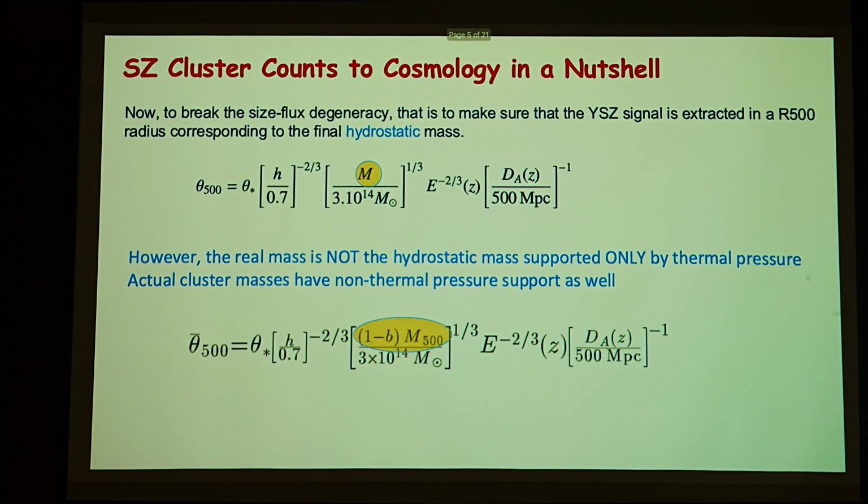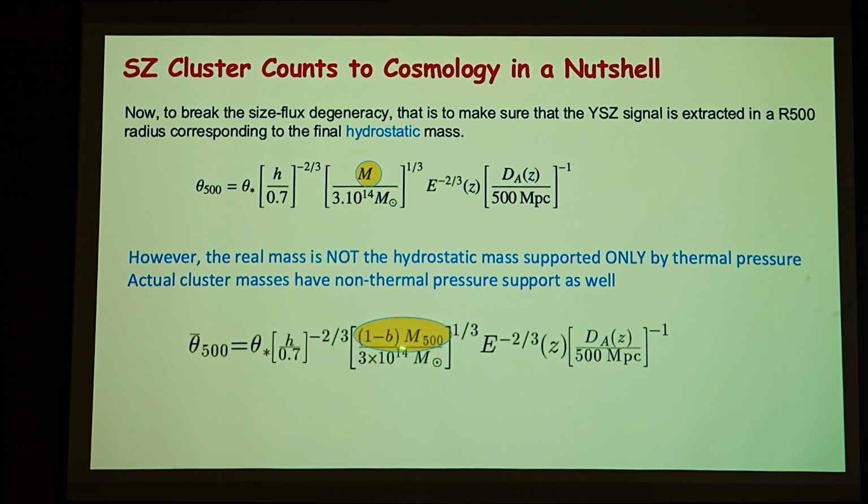Okay. So this was the relation that I showed before, but this was the hydrostatic mass. If I have to correct for this non-thermal pressure, which tells you that this mass is less than the real mass, then this is how it is done. Over here, this hydrostatic mass is replaced by the real mass of the cluster, M500, times a mass bias factor 1 minus B. So if this is 80%, then 1 minus B will be 0.8. Okay. So the idea is we must get 1 minus B.